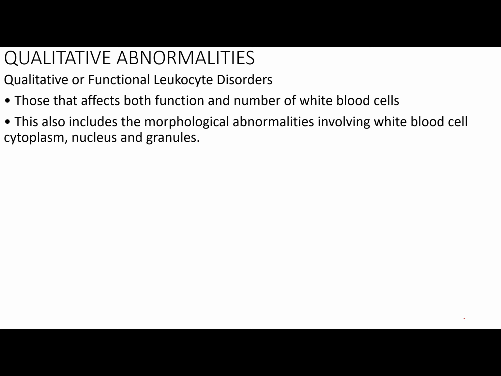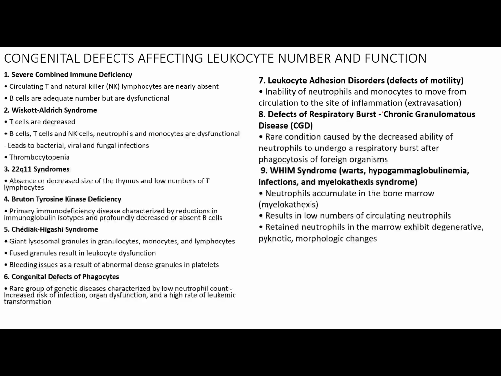Now we're done with the quantitative. This time, let's go to the qualitative. So when we talk about the qualitative class, there's an abnormality in the function and even the number. This includes morphological abnormalities involving the cytoplasm, nucleus, and granules of the WBC. Let's start with the first group, the congenital defects. These are usually inherited or seen in newborns, class.